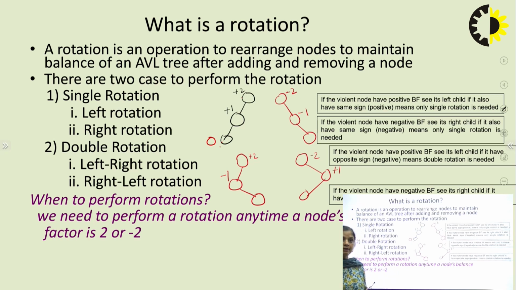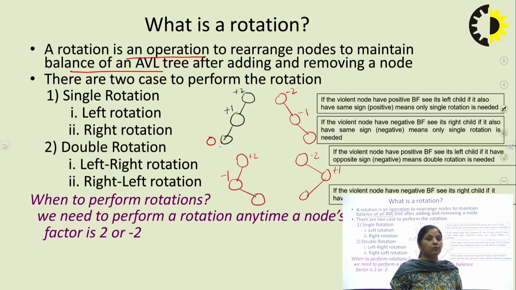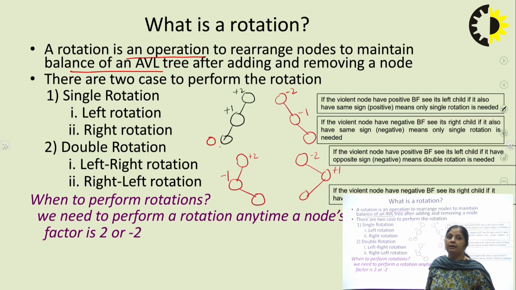So what is done for this is rotation. What is a rotation? A rotation is an operation to rearrange nodes to maintain the balance of an AVL tree after additions or removals, meaning inserting nodes or deleting nodes. So that is our maintenance of balance using an operation. That operation is rotation. Okay.